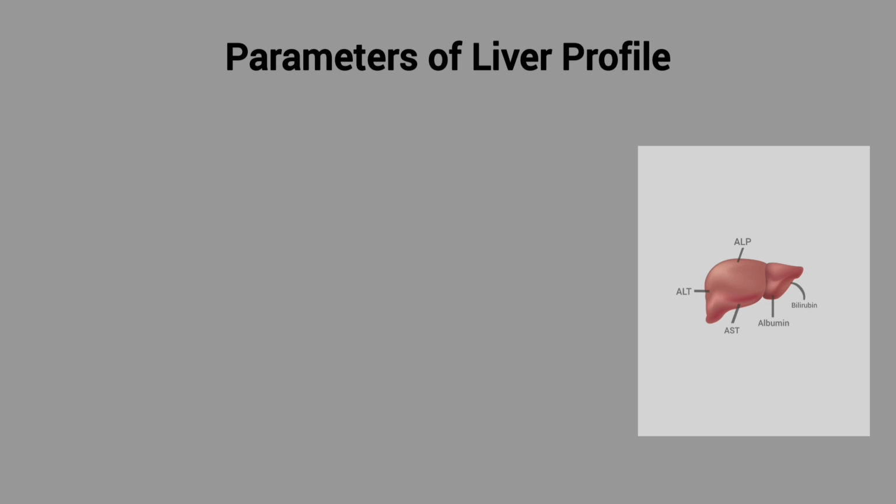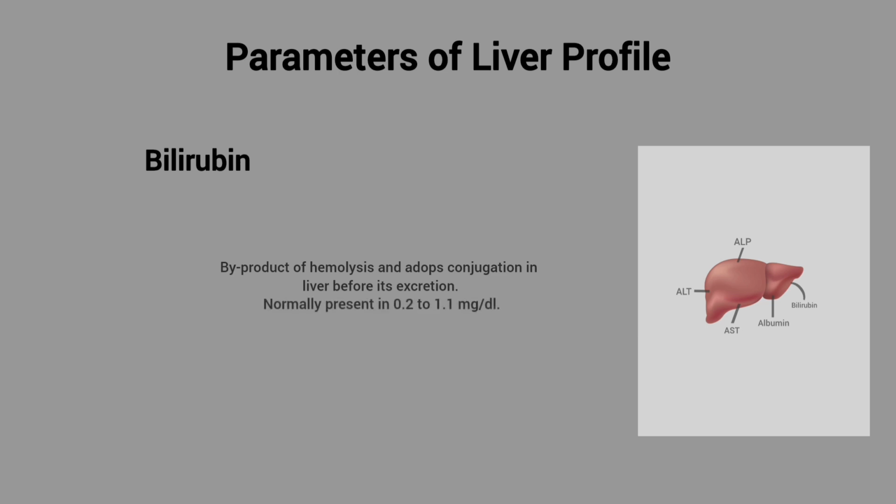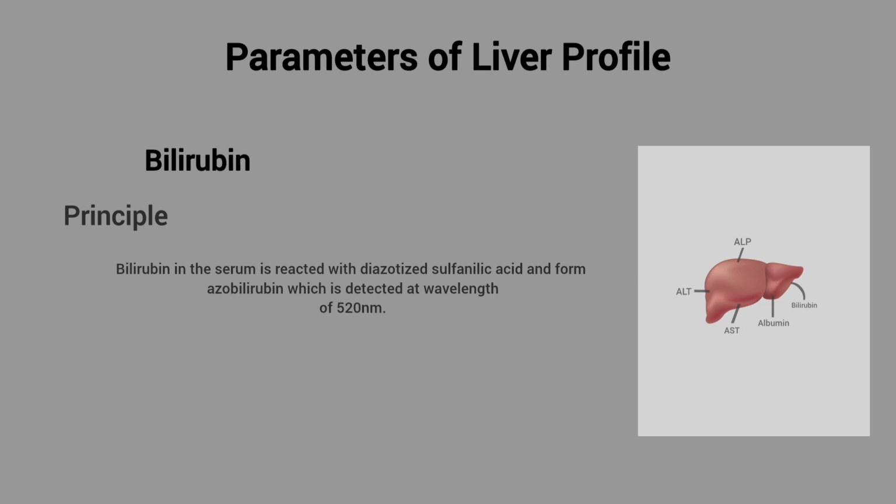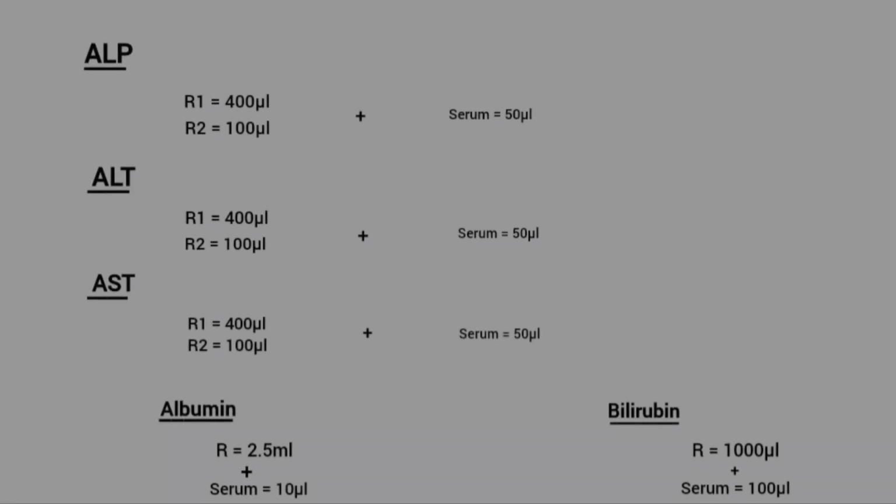And at last we have bilirubin, which is a byproduct of hemolysis and undergoes conjugation in liver before its excretion. Normally present in 0.2 to 1.1 mg per deciliter. Principle is that bilirubin in the serum is reacted with diazotized sulfanilic acid and forms azobilirubin, which is detected at the wavelength of 520 nanometer.